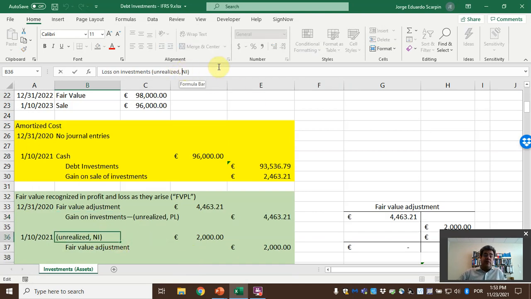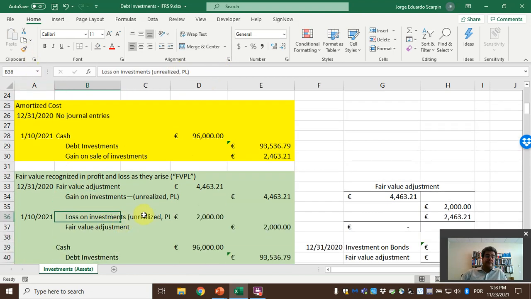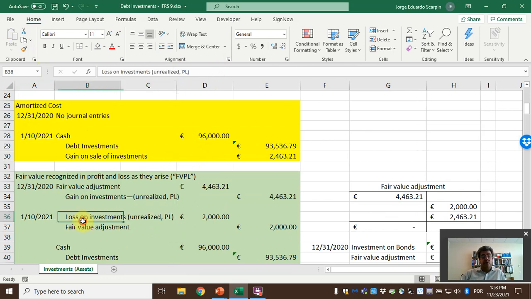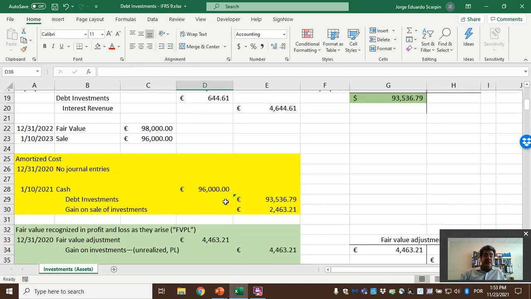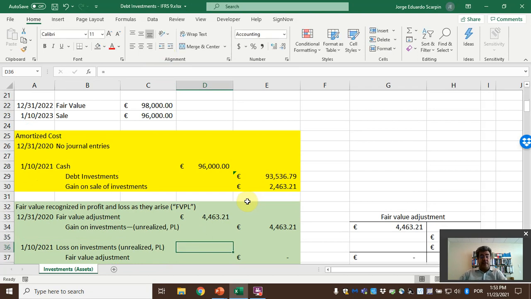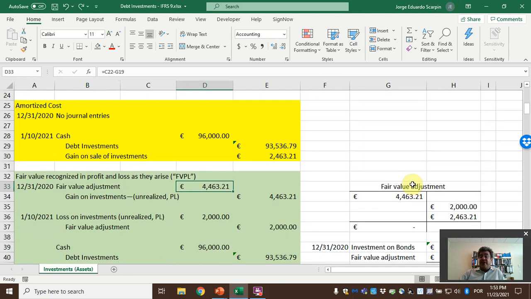And then what do we have here? Now, January 10th, we sold it. How do we do now? The loss is the difference on fair values. And then, it's the second here. The debit is not the investment. It's not the debit investment. It is fair value adjustment.